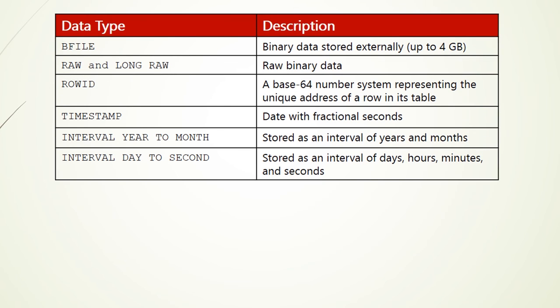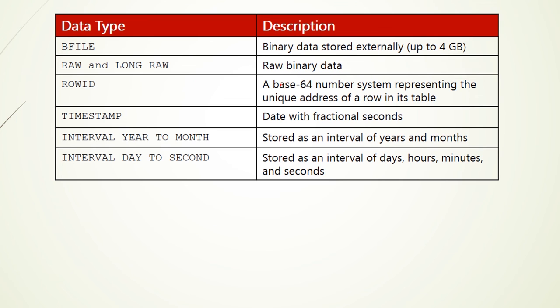Another list of column data types. BFILE is binary data stored externally, up to 4 gigabytes. The difference between BLOB and BFILE: BLOB stores the binary data, like the image or the video, inside the database. But in BFILE, the actual binary data, for example an image or video, is stored externally at the operating system level. RAW and LONG RAW are also raw binary data.